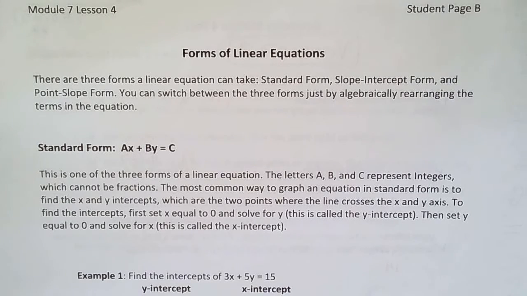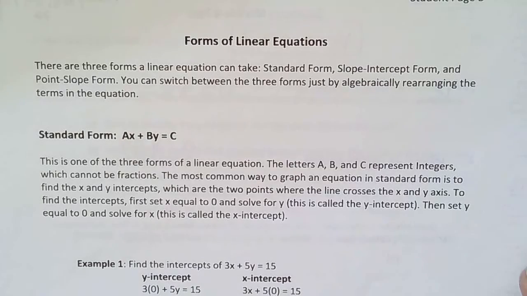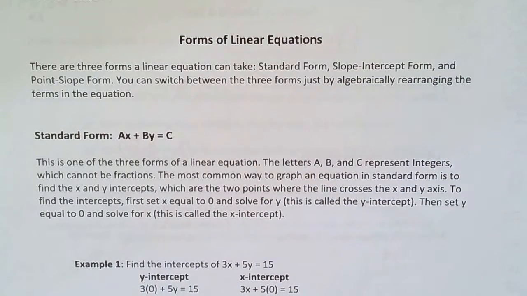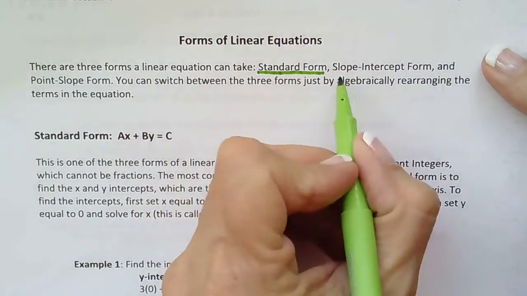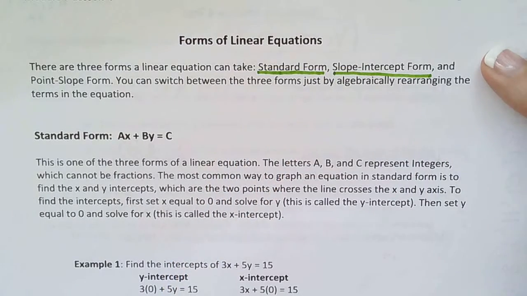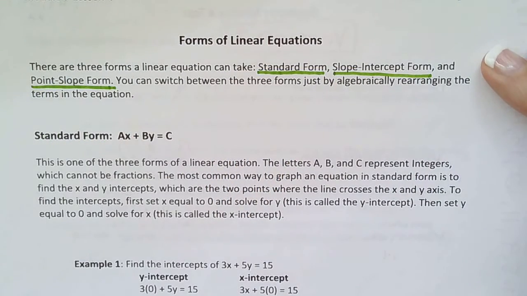So I'm going to go a little bit quickly through it. If you have questions, be sure and email me because I'm happy to answer them. But like I said, most of this will be very familiar. So there's three forms of an equation of a line. There is standard form, which we haven't talked about. There's slope-intercept form, which we have talked about. And there's point-slope form, which our last lesson was about.